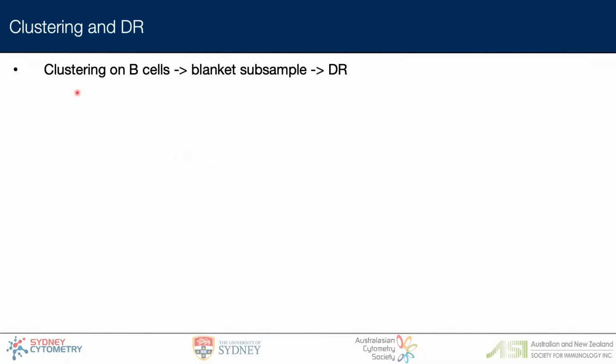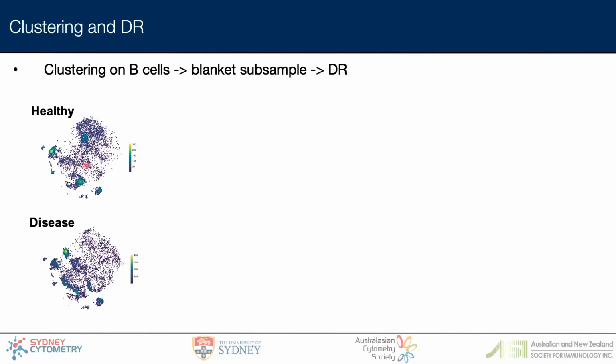So in terms of how we can bring these things together, this is just a very rough example. What I've done is I've done clustering, just some B cells. I then did just a blanket subsample from all of them, and then I did dimensionality reduction. So this is what the t-SNE plot looks like. And in this case, we've got healthy versus diseased patients.